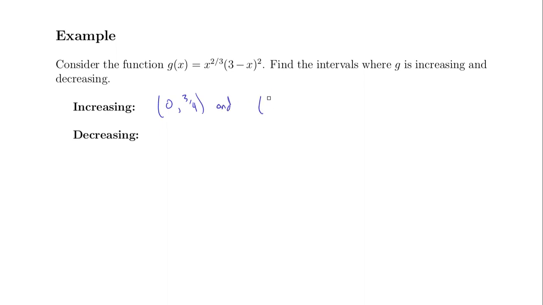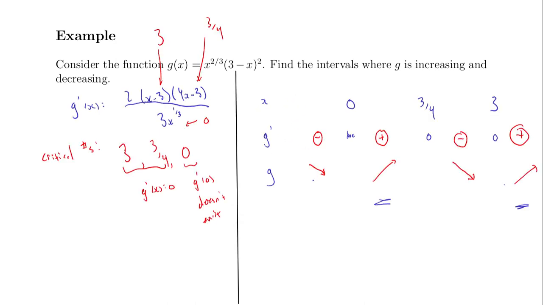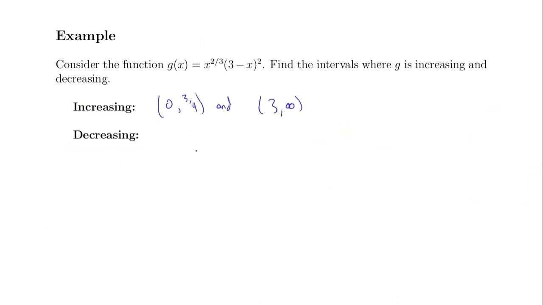Oops, I almost wrote 3/4. There we go, from 3 to infinity. And our function was decreasing on these two intervals. That's from negative infinity up to 0, and from 3/4 to 3. So that's how we can answer that.